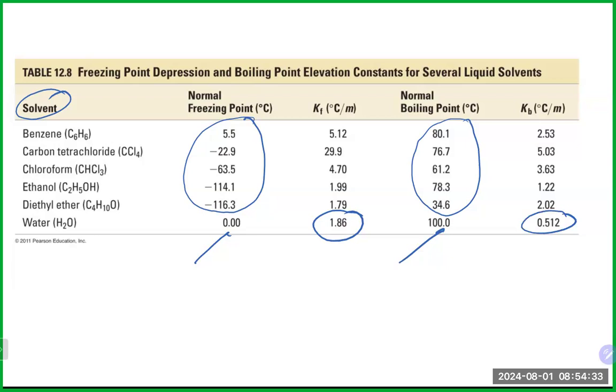Once again, though, if you had something like diethyl ether, you can see the freezing point is minus 116 and the boiling point is 34.6, and also different values for the Kf and Kb. Obviously these would be provided for you. But again, if you're looking them up in tables, you want to make sure that you find the solvent. You will not find the solution on here. It is based on the solvent.